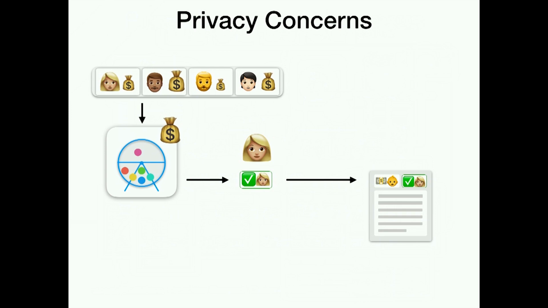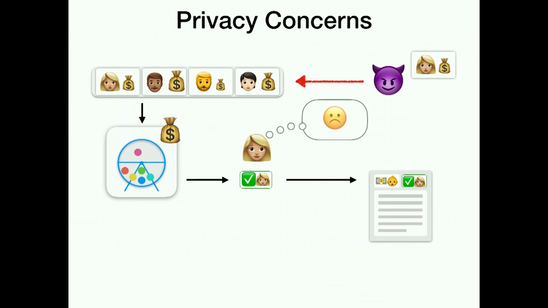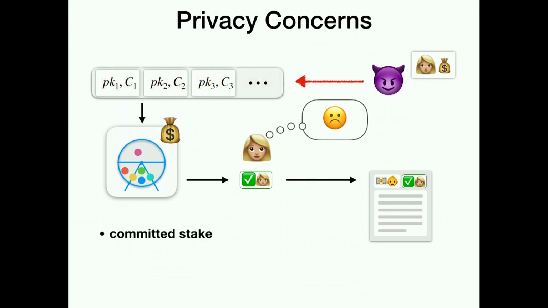Now, privacy concerns. We don't even have to look at the block as a bad guy. We can just look at the stake distribution, and we find out how much money Alice has. So she's not happy. Well, luckily, there's cryptography, so what we can do is simply use committed stake. We hide the stake in this list. So now you just have a list of public keys with some commitment next to it, and that's the accounts.